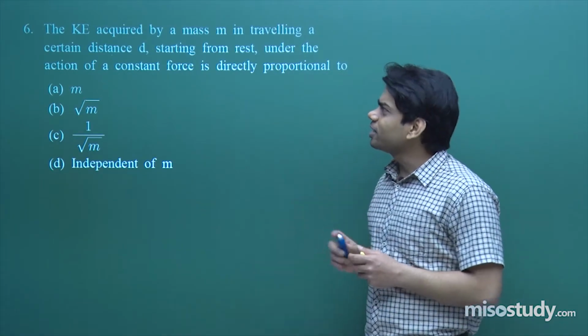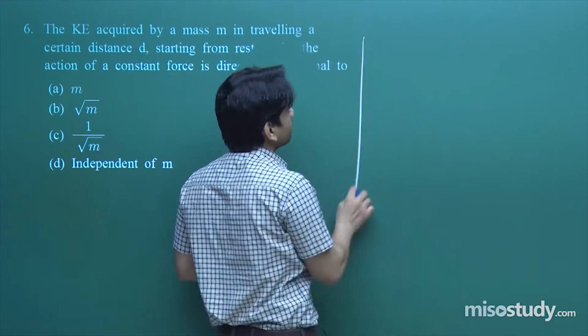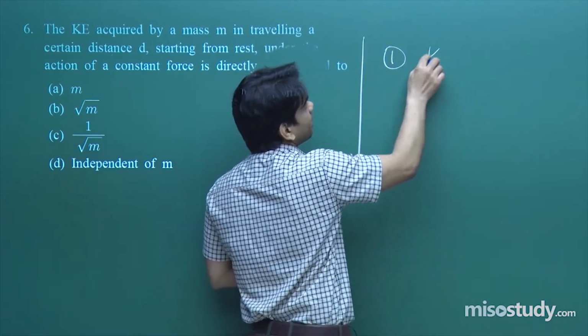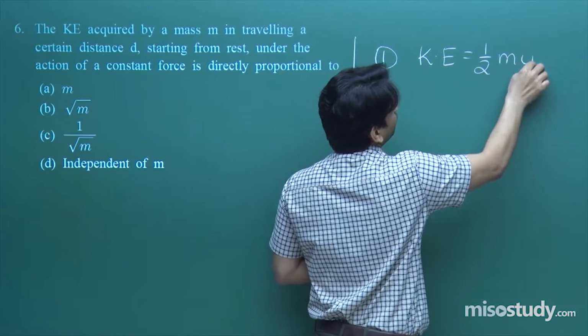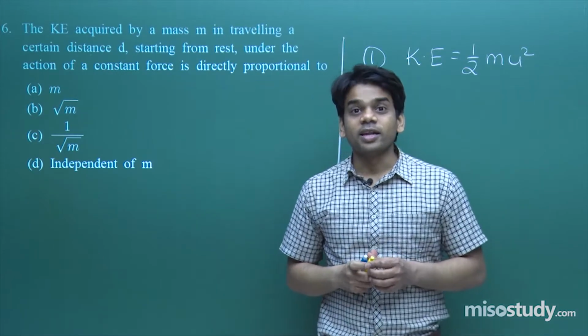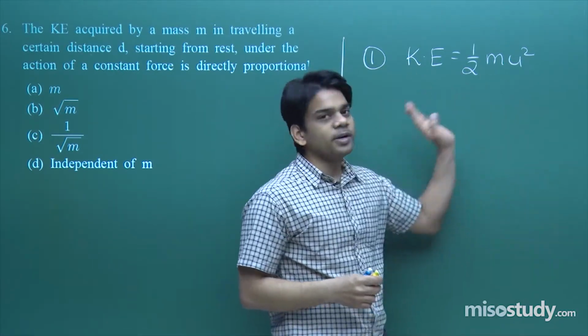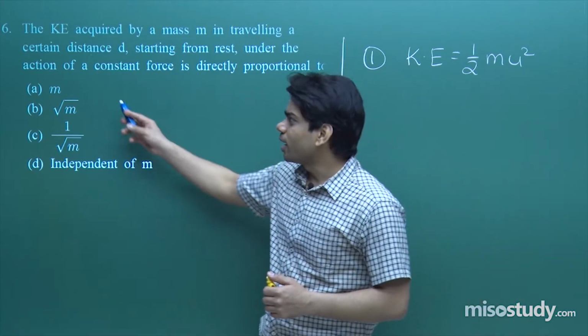You must be thinking that kinetic energy is given as half mv square. This is the first idea that any student will get in mind. He will think that kinetic energy is directly dependent on m, and he will say that the heavier the body, the more the kinetic energy will be. So he will be marking option number A.